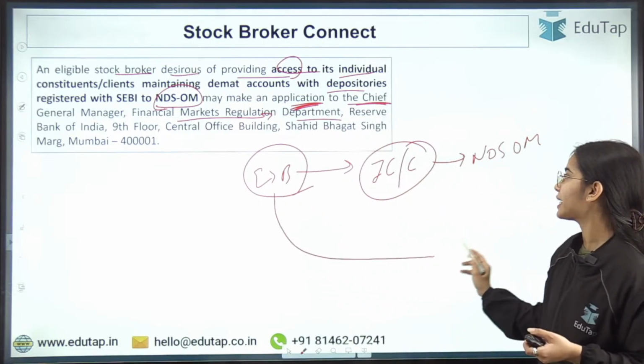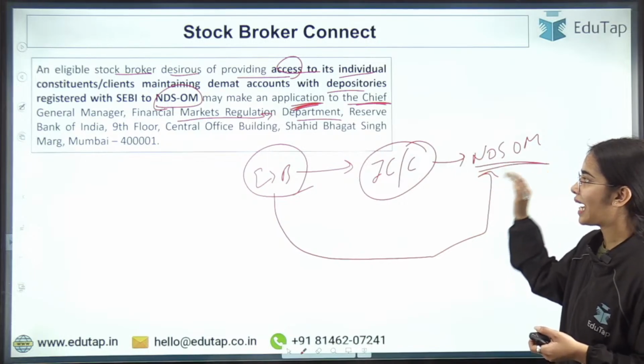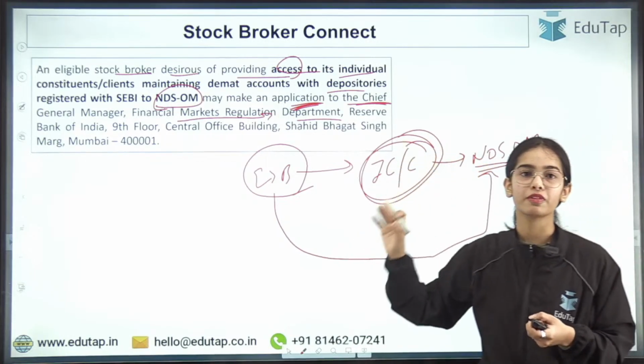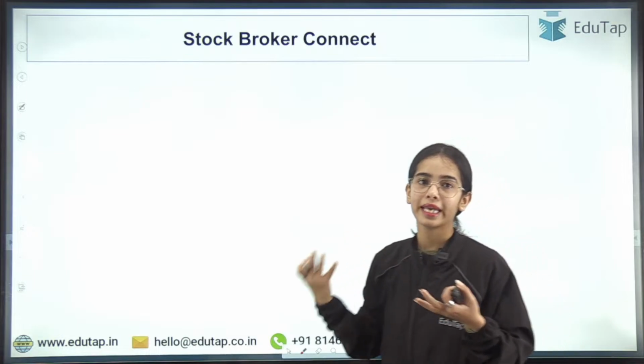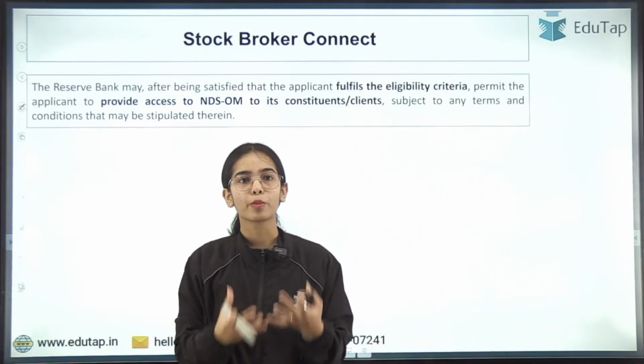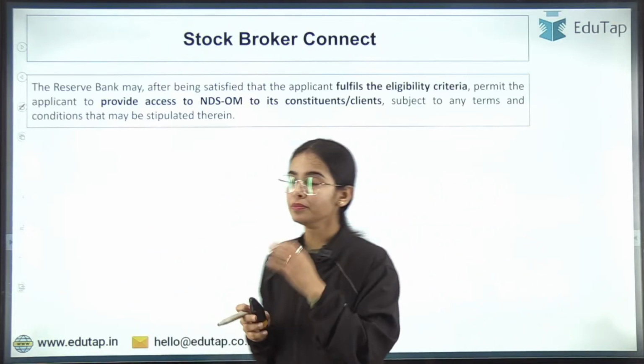If they are eligible, they will get access to the NDS-OM platform, and their clients or customers will be able to trade using the NDS-OM platform. So this is the broad idea, this is the whole idea. Okay, so this is the idea.